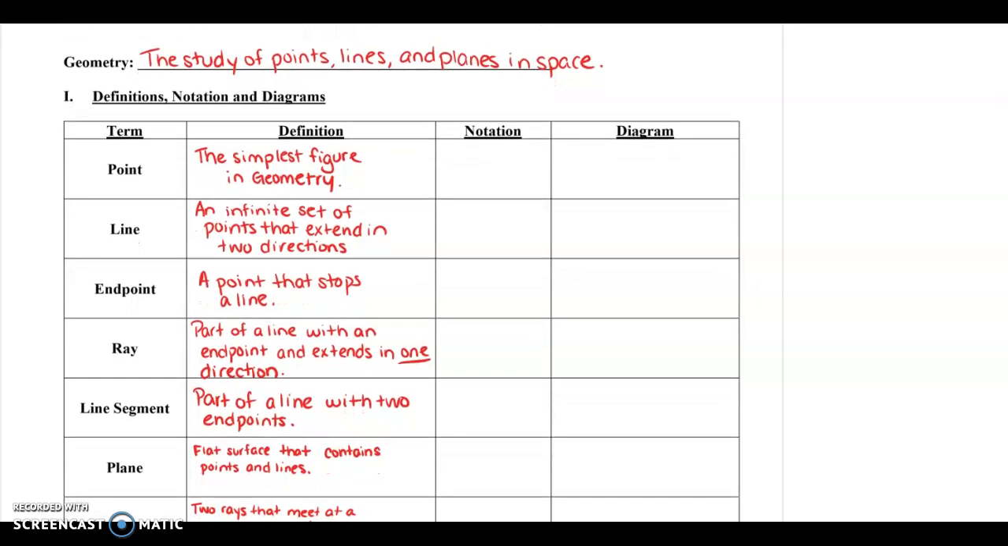All right, so we are now diving into geometry. So geometry is, make sure we fill that in, the study of points, lines, and planes in space. So some of this should be a review for you. And then we're going to build on it and do some algebra towards the end because this is a pre-algebra course.